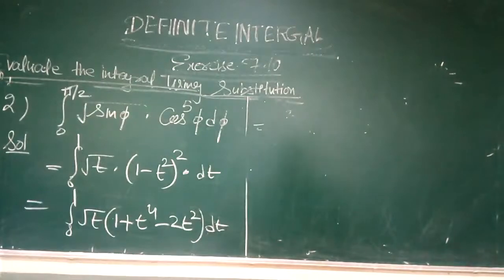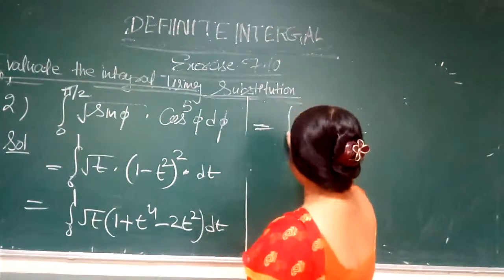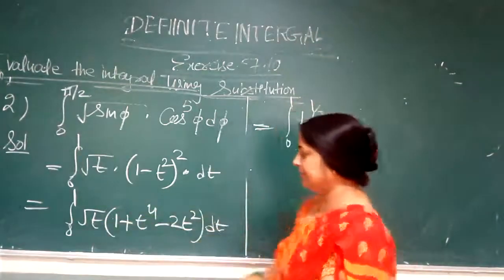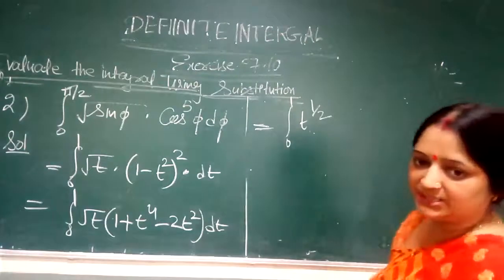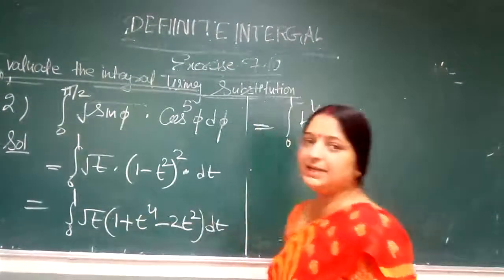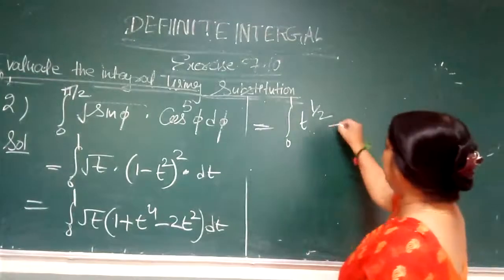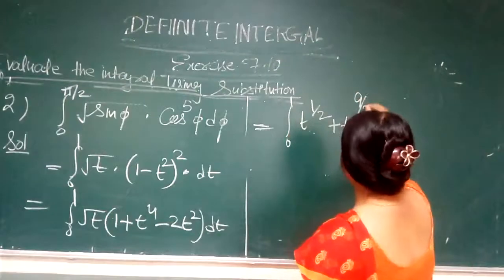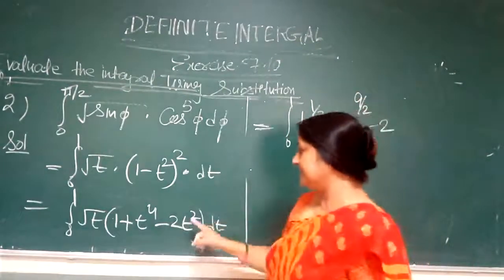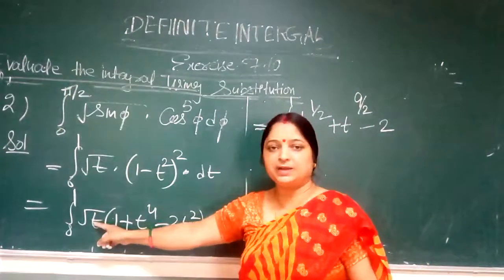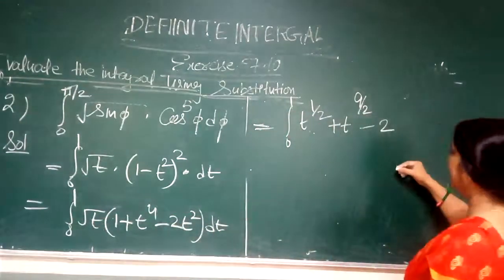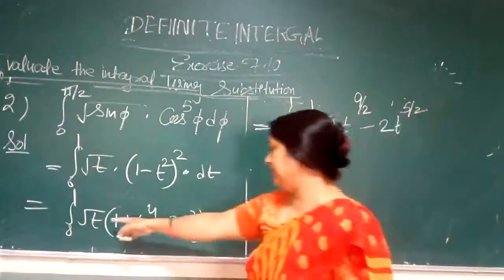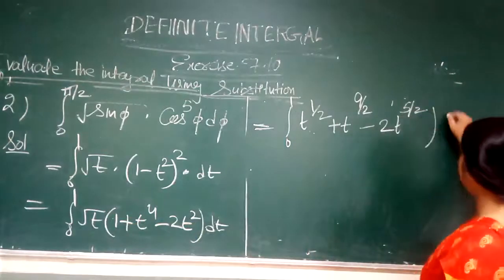The root t is t to the power half, so from 0 to 1, t to the power half is multiplied with this. After that t to the power 4 multiplied with t to the power half gives t to the power 4 plus half, that is 9 by 2. Minus 2 as it is, t square into t to the power half, 2 plus half gives t to the power 5 by 2. Then plus t to the power half, and after that dt.